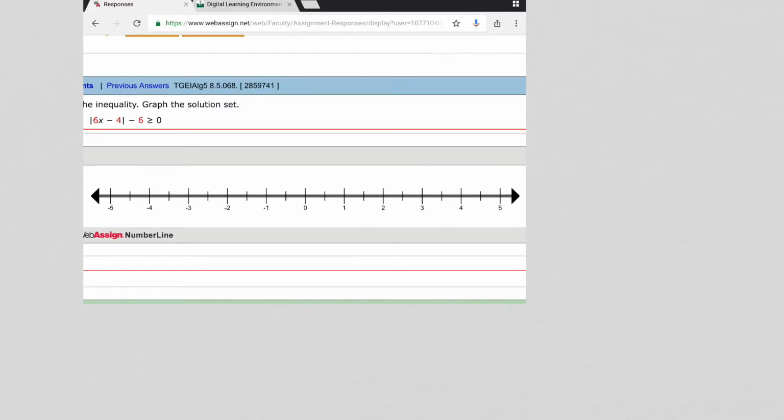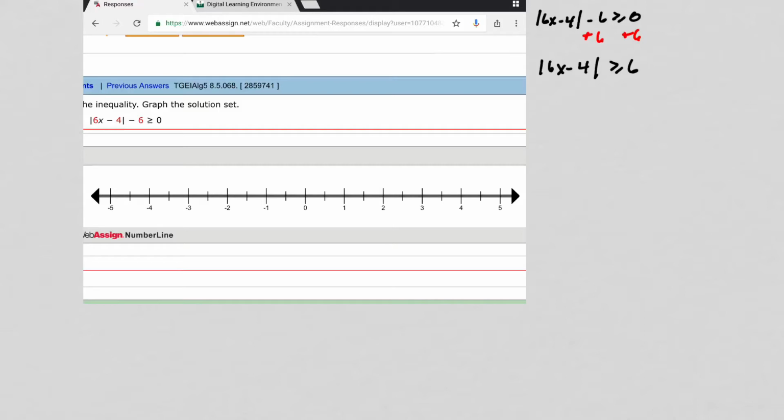So we're going to take a look at this absolute value inequality. When you have an absolute value inequality, you would start with the absolute value by itself. So this -6, we're going to move to the other side by adding 6 to both sides. So then we would have the absolute value of 6x minus 4 greater than or equal to 6.